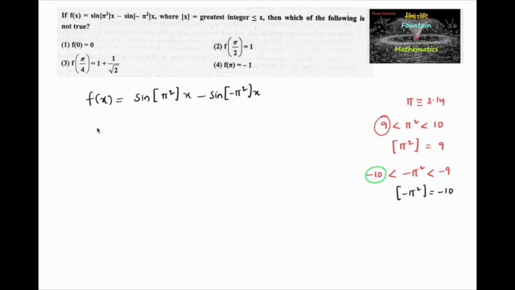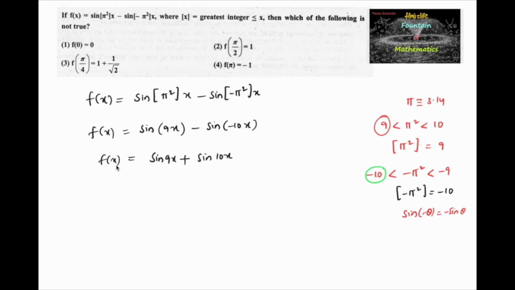So the given function we can write as f of x is equal to sine of 9x minus sine of negative 10x, and we know that the sine of negative theta is equal to minus sine theta. So here it is sine 9x minus of minus, plus sine 10x. This is f of x.